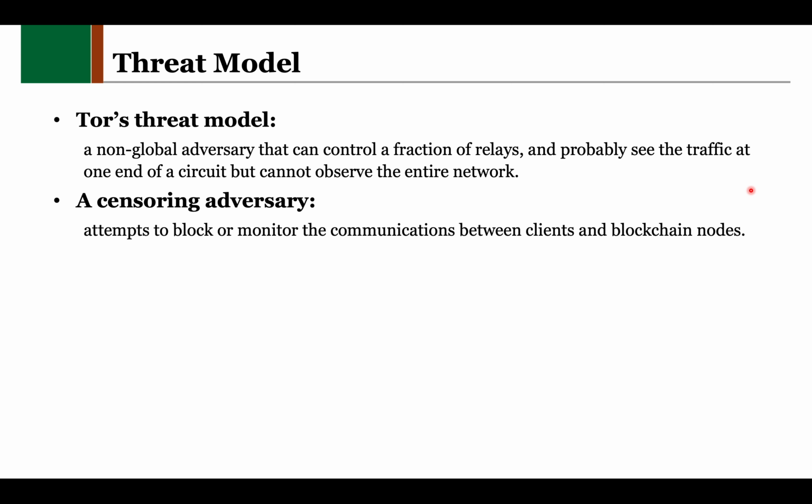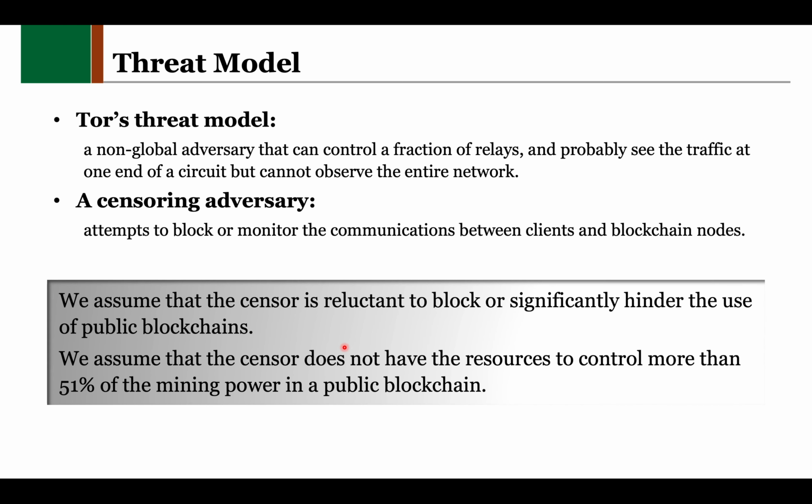So in this model, we adopt Tor's threat model, a non-global adversary that can control a fraction of all relays and probably see the traffic at one end of a circuit but can't observe the entire network. More importantly, we consider a censorship adversary that attempts to block or monitor the communications between clients and blockchain nodes. However, we assume that the censor is reluctant to block or significantly hinder the use of public blockchains.